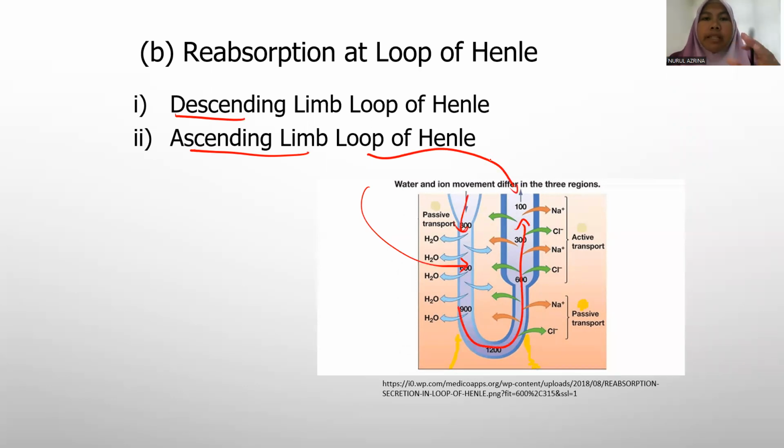Okay, you might be wondering something. Why is there a number inside the loop of Henle? This number is actually representing the osmolarity of the filtrate, or the concentration of the filtrate inside the descending and ascending loop of Henle. Okay, all right, so we will discuss that later.